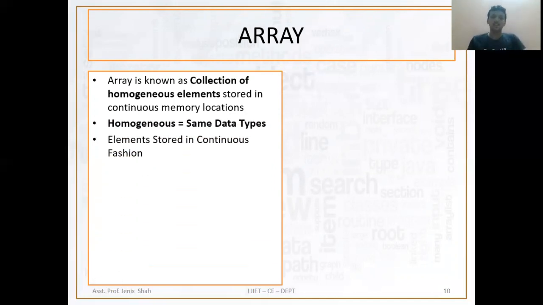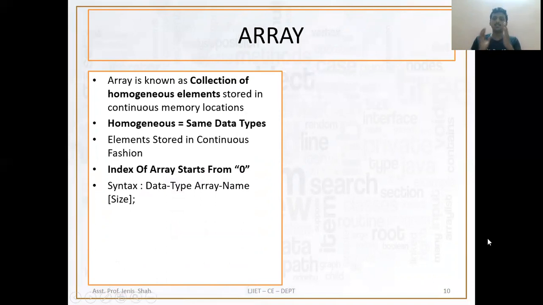Now next, an array is stored in a continuous memory fashion. Index starts from 0. What is the syntax of an array? Data type, array name, size. If I take data type integer, then int a[10] means in memory there are 10 sequential integer portions allocated, where the name is ARR, the array.